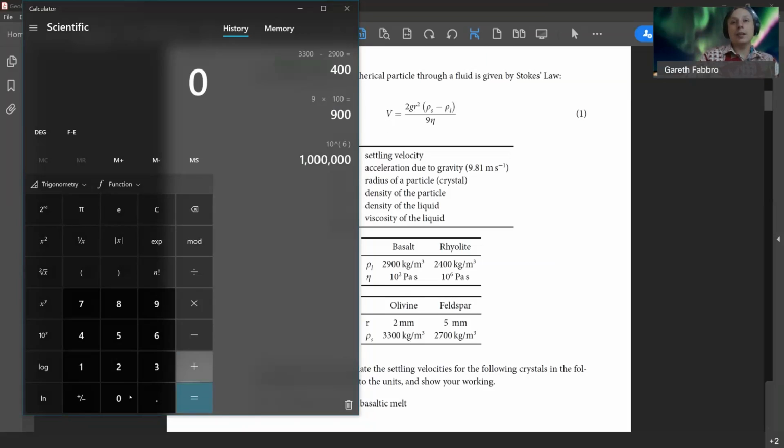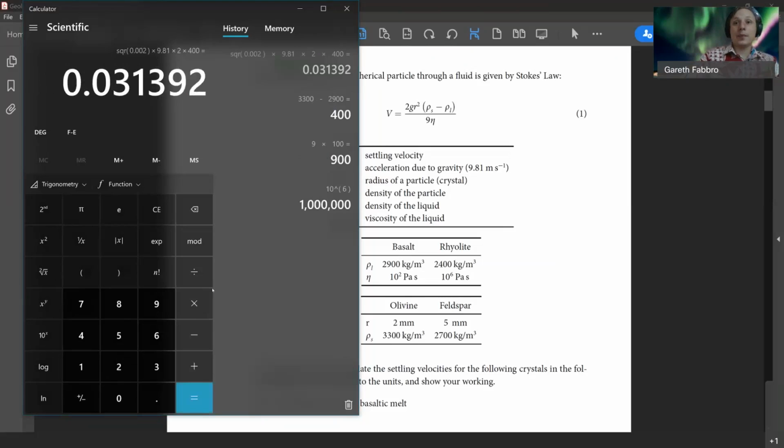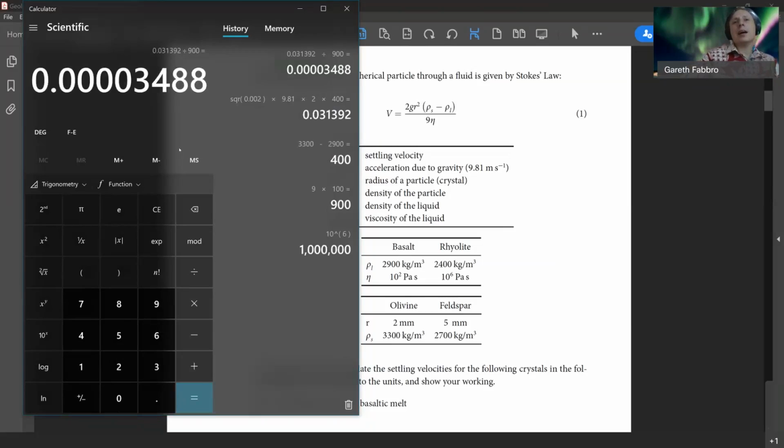So 2 millimeters is 0.002 meters, and then we can square that. Multiply it by gravity, multiplied by 2, multiplied by the difference in density, which we had was 400. So get that number for the top, and then you divide it by what we had at the bottom, which was 900. And so here you get a number, and think about the precision.